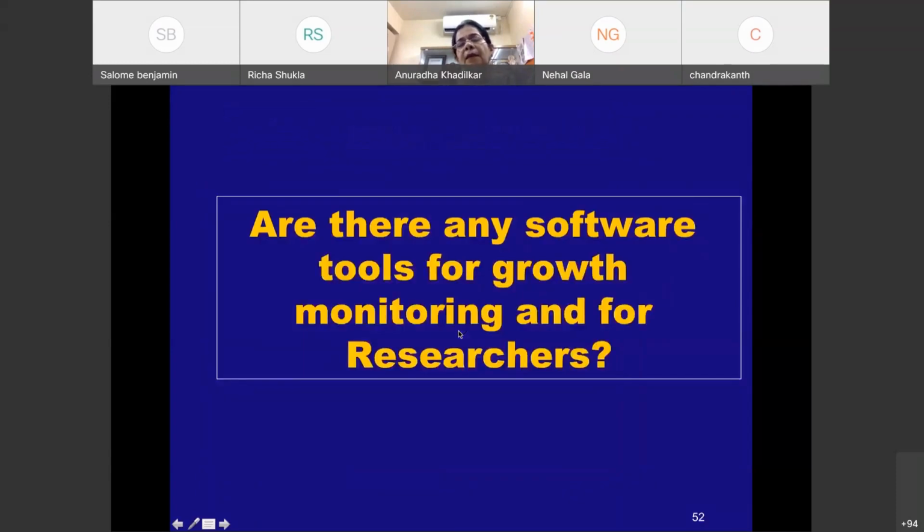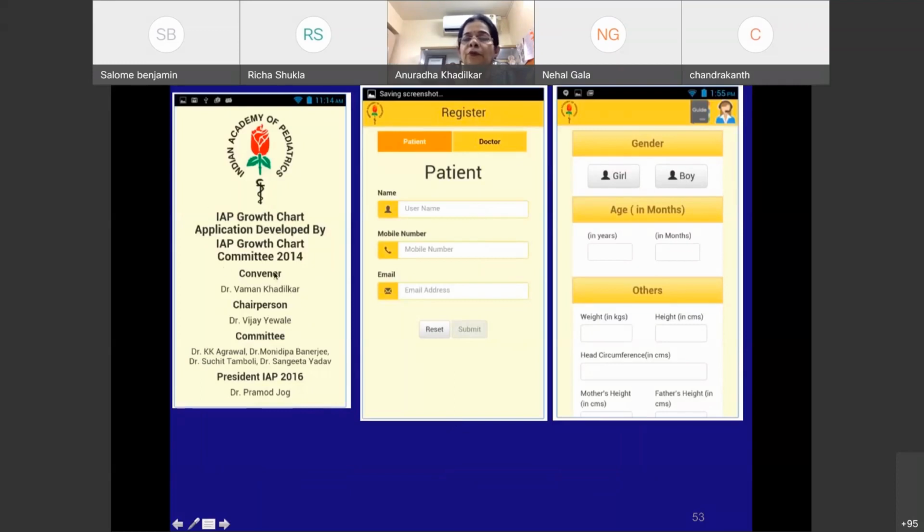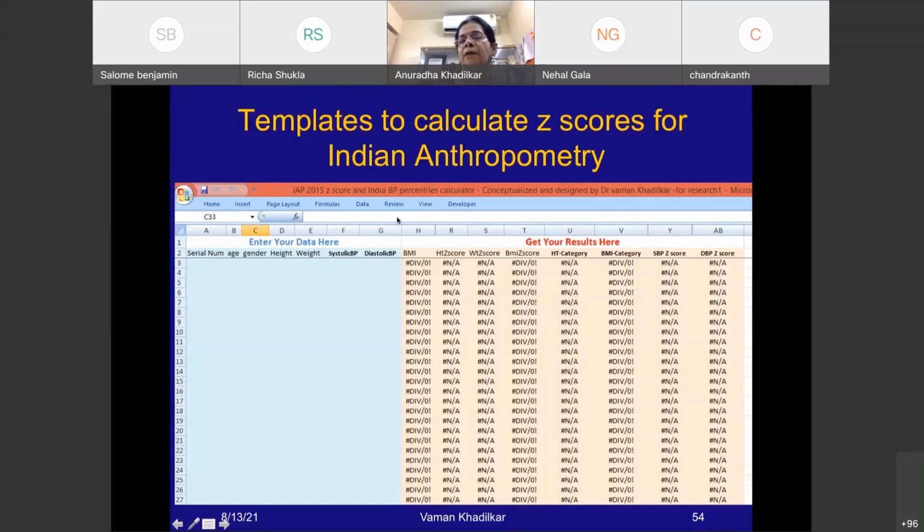So we saw last time that there are software tools. There is the WHO Anthro, and for older children, there is WHO Anthro Plus that is available. Are there any other tools for growth and nutrition monitoring and for researchers? So the Indian Academy of Pediatrics has put together an app for monitoring a child's growth. Also, we've put together Excel sheets which have formulae in them. So you can actually just put in your own data and you could get all the calculations ready-made. We have put these sheets together. My dear husband has done this bit.